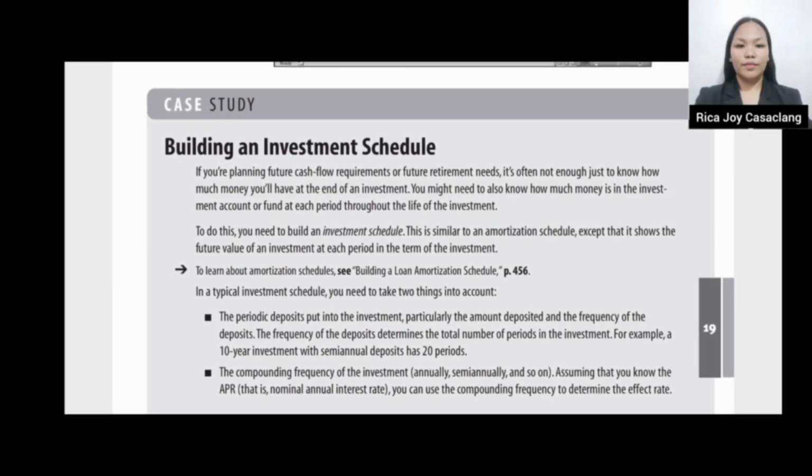Hello everyone, I am Ricah Joy Casaclang and I am discussing to you building an investment schedule. Building an investment schedule, if you're planning future cash flow requirements or future retirement needs, it's often not enough just to know how much money you have at the end of an investment. You might need to also know how much money is in the investment account or fund at each period throughout the life of the investment.